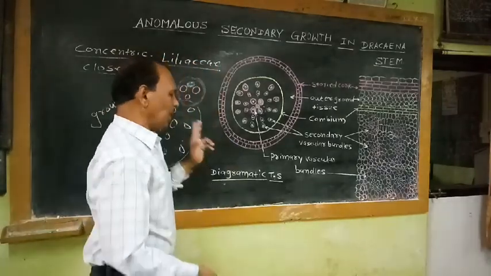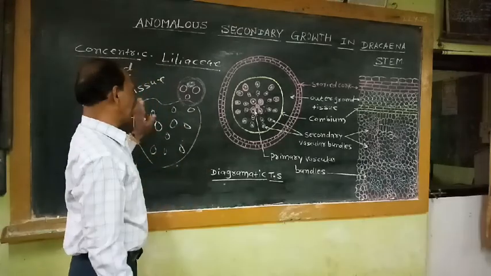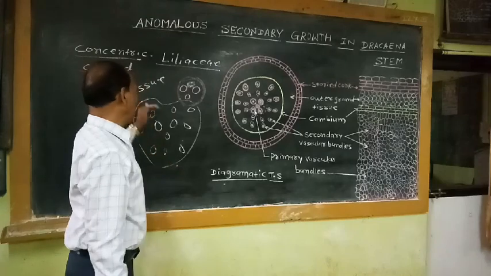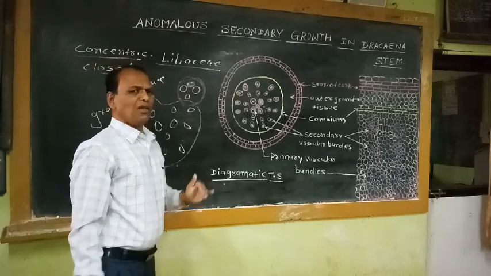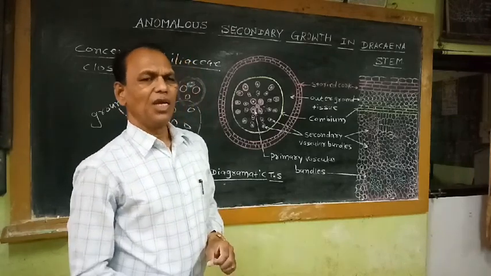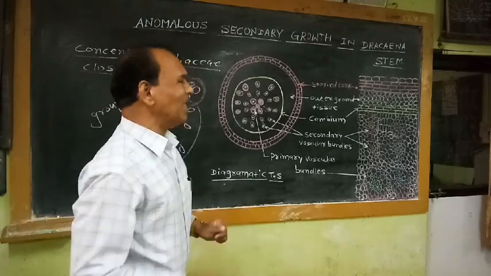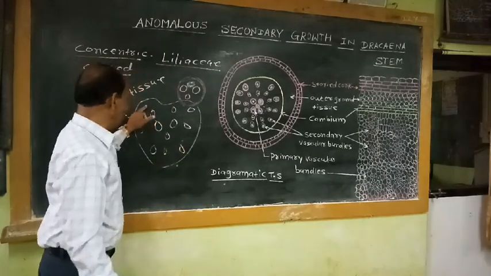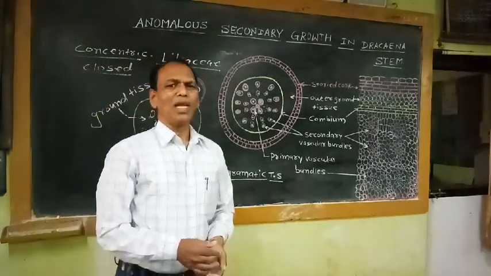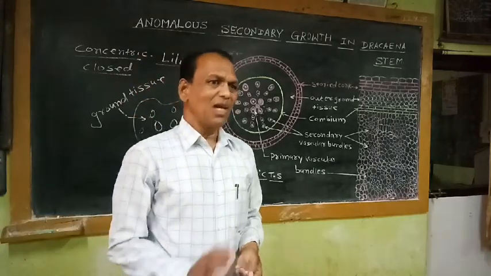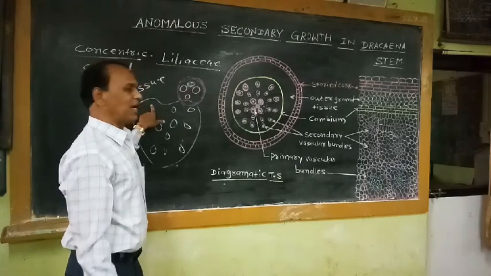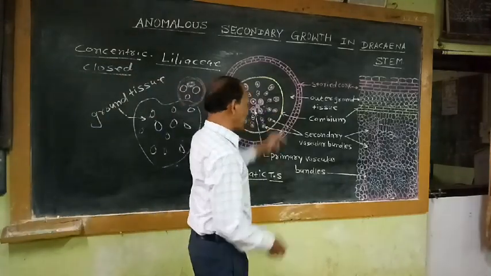So in the Dracaena stem, the vascular bundles are generally located at the central region. Peripheral region is free from vascular bundles. Peripheral region, ground tissue region, is lacking the vascular bundle. So when secondary growth begins, what happens? This ground tissue is basically permanent tissue. It is not having the power of cell division. But in Dracaena stem, the peripheral ground tissue cells become meristematic and form this cambium.